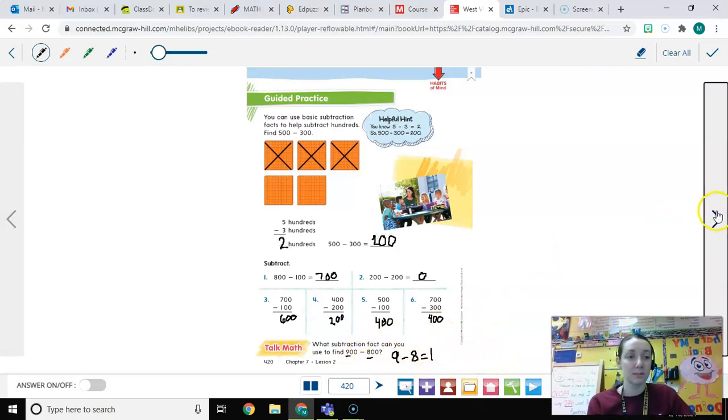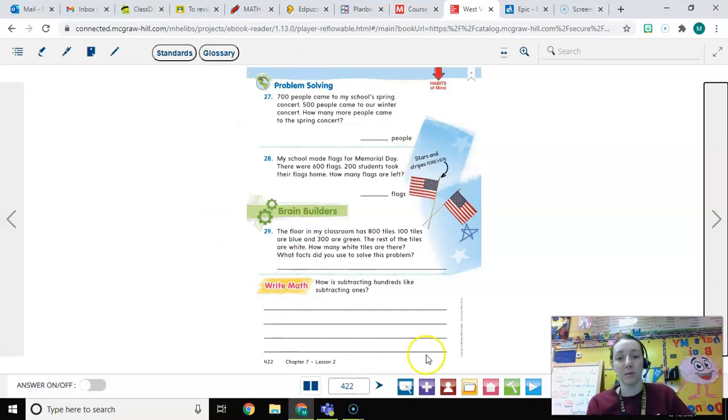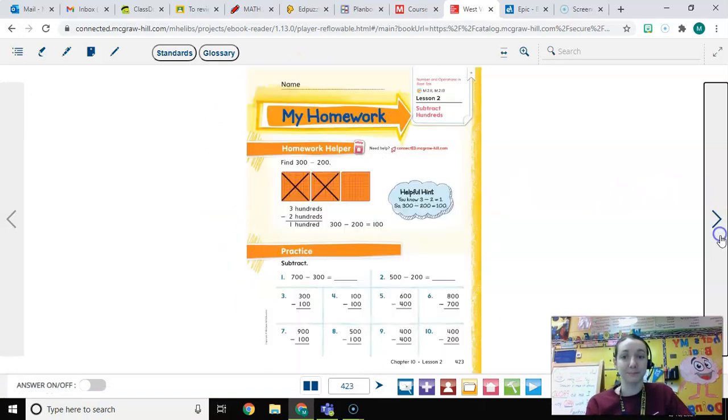So pretty simple today. Draw pictures if you need to, but you're just going to go through and practice, and it's really working with your other skills as well, like 8 minus 3, 3 minus 1, those kinds of things. And then you do have some problem solving to apply it to more real life context.